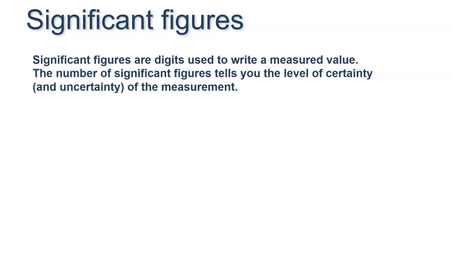Significant figures are digits used to write a measured value. The number of significant figures tells you the level of certainty and uncertainty of any measurement. We use significant figures, and that will actually tell us a lot of information about the measurement tools that we use.